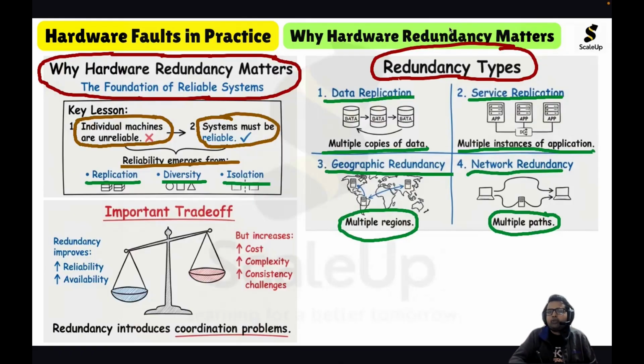Now, if we talk about important trade-offs, redundancy is always about trade-offs. Redundancy improves reliability and availability.